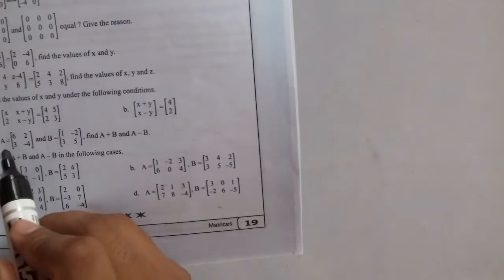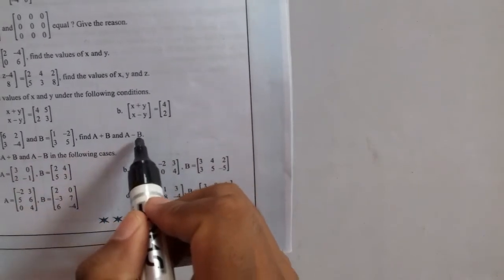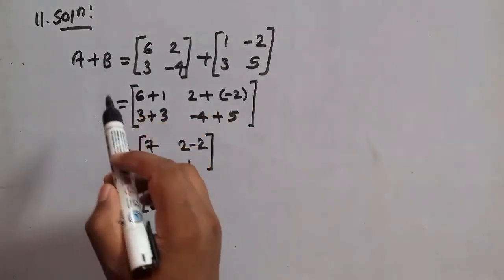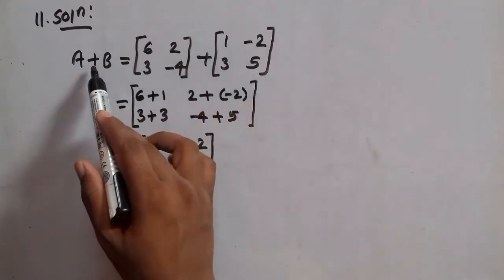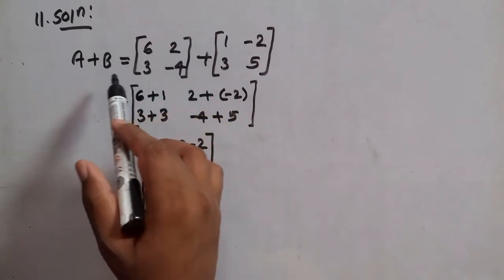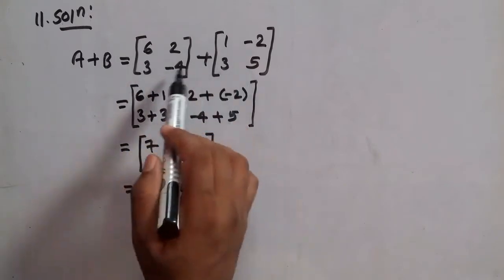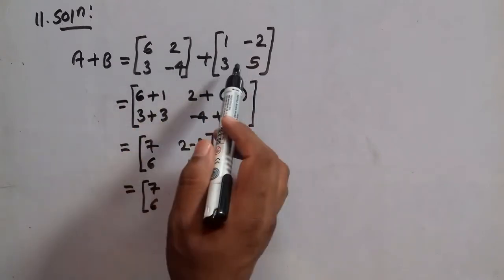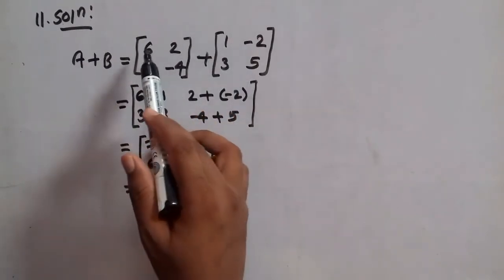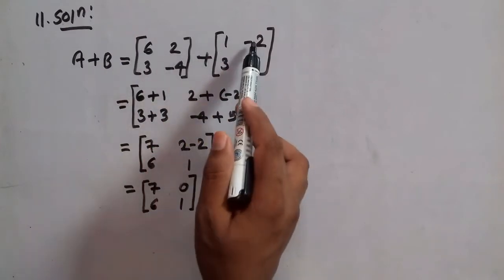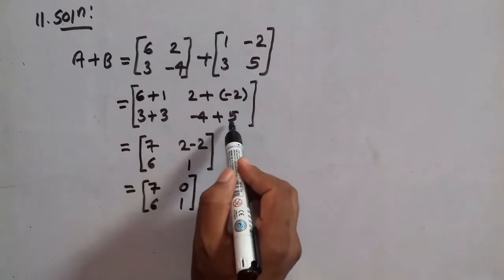In question number 11, this A matrix and B matrix are given and we have to find A plus B and A minus B. So for this we have written this A matrix first and B matrix second, then this plus sign. As you know, for addition of matrices, this should be of same order and these two are of same order, so we can add these two matrices. For adding two matrices, we have to add their corresponding elements. So 6 plus 1, 2 plus minus 2, 3 plus 3 and minus 4 plus 5.